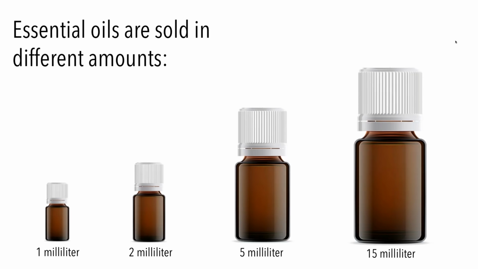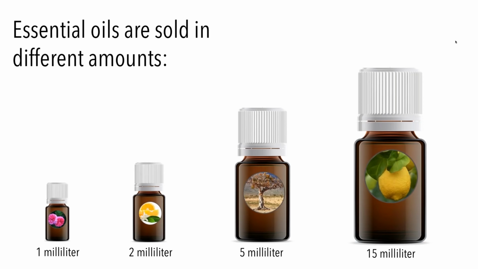Essential oils are usually sold in different amounts. Usually you can purchase oils in 1 ml, 2 ml, 5 ml, and 15 ml sizes. More expensive essential oils come in smaller sizes. Less expensive essential oils come in larger sizes. It's helpful to know that a milliliter equals about 20 drops. Drop sizes, though, can vary based on the thickness or the thinness of the individual essential oil or on the configuration of the dropper top. But at this point, let's not get too worried about that. So about 20 drops equals a milliliter.